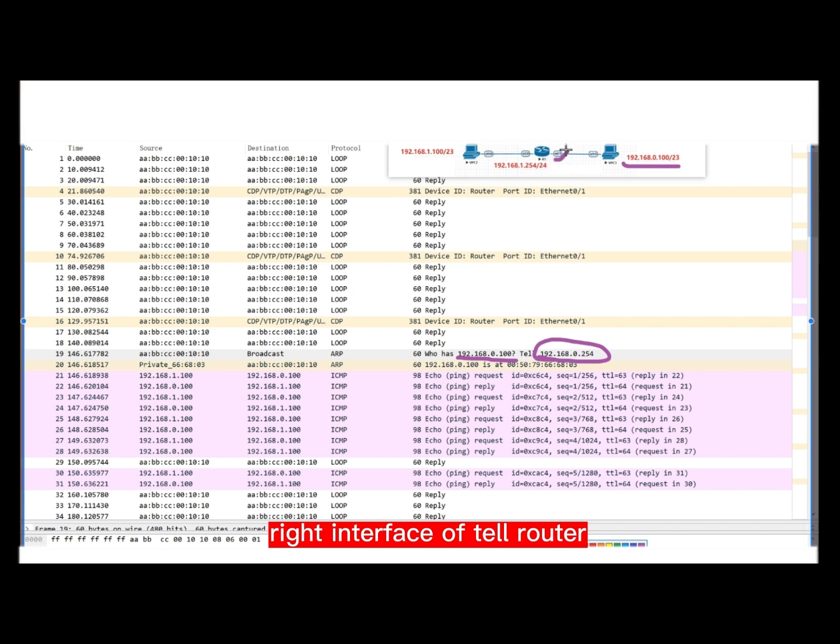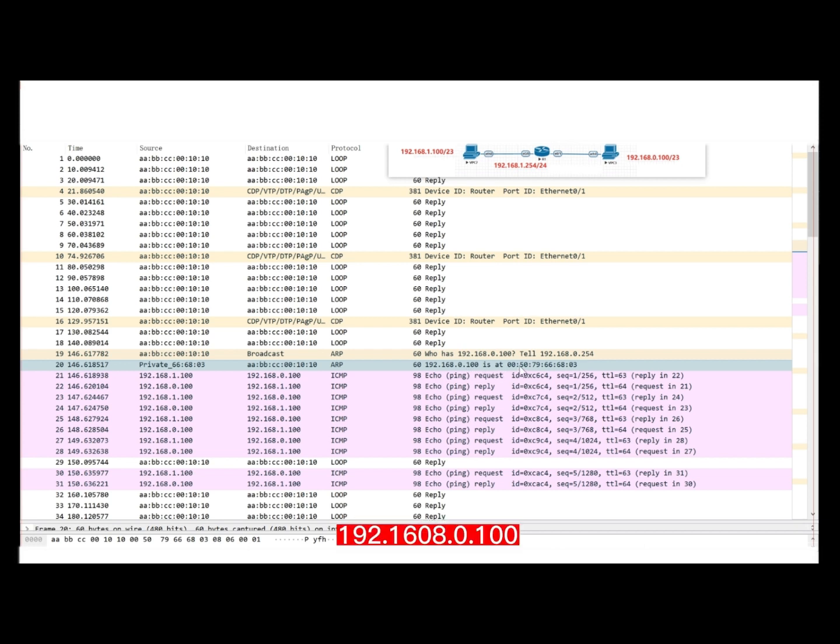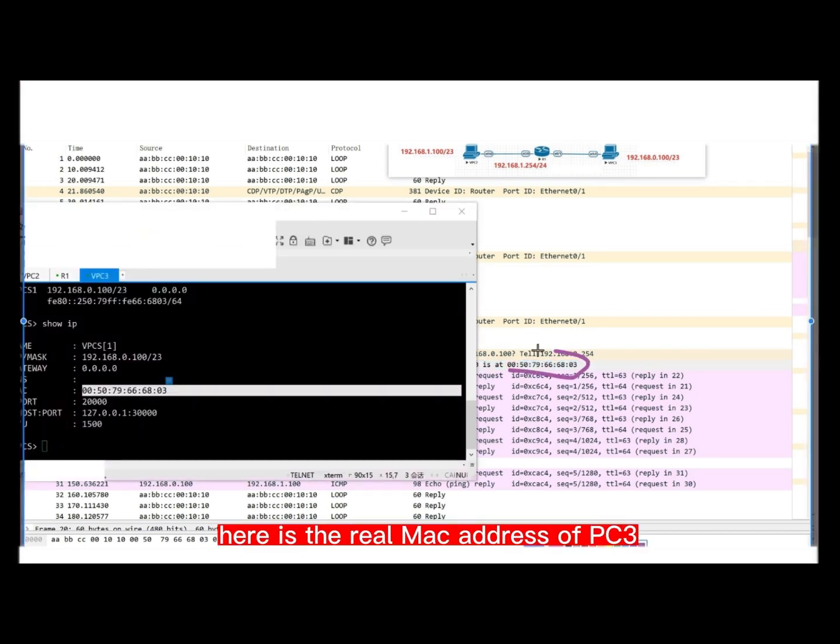On the right interface of the router, because this is the packet captured under this interface, it is equivalent to another ARP request now being sent through this interface. Then the corresponding PC3 replied to it: 192.168.0.100 is at 005079666803. Here is the real MAC address of PC3.